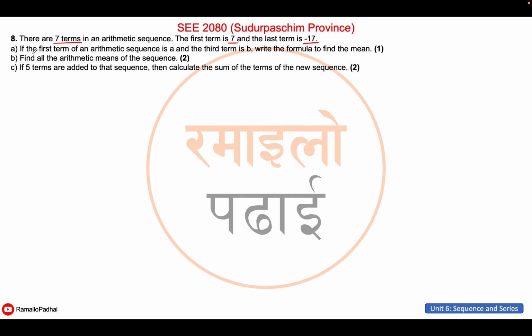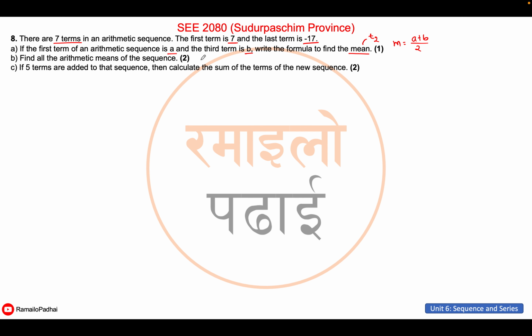In A, if the first term of an arithmetic sequence is A and third term is B, write the formula to find the mean. So mean is the second term for this question, and we will find the mean as mean is equals to A plus B upon 2, because it is arithmetic. If it was geometric, then it would have become a different formula. In B, find all arithmetic means of the sequence.